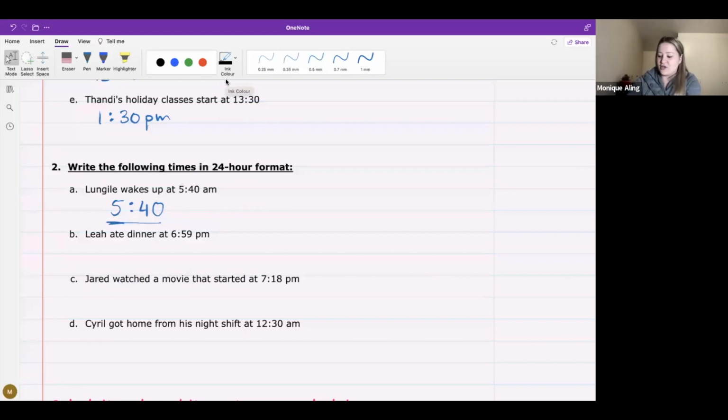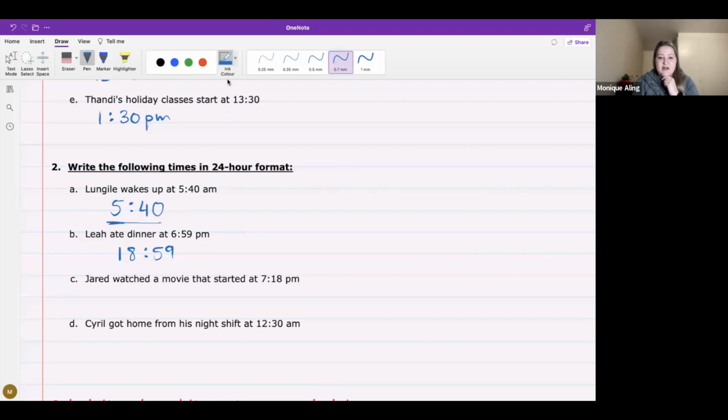Okay, the 6 turns into 18:59. Don't need to include PM or AM. By us changing it to 18, we know that it's in the evening. Okay, C, Jared watched a movie that started at 7:18 PM.